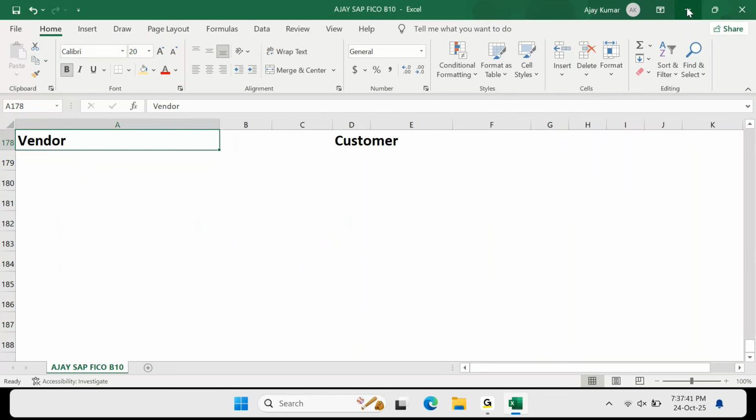Ask them, how many invoices are you booking per day? Vendor invoices, how many will you book per day? Per week, how many? And per month, how many? Similarly, customer invoices, how many invoices do you make per day, per week, per month? Now, this will give you another level of understanding of the current business.